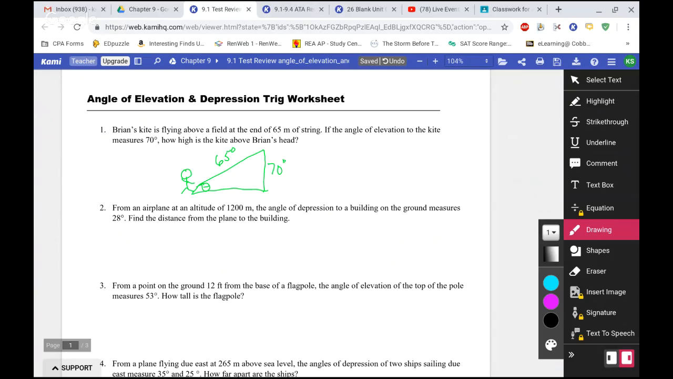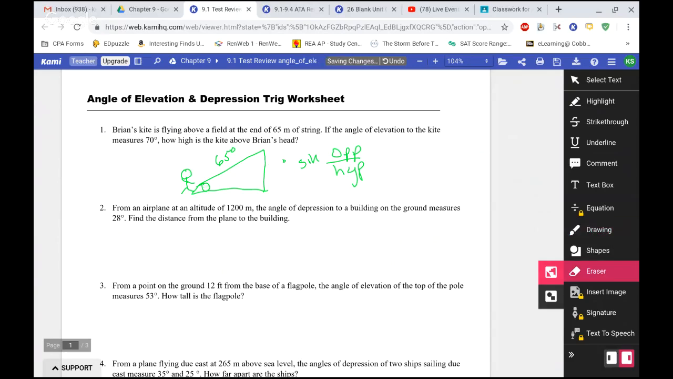I'm thinking that's going to be opposite over hypotenuse, so it's sine of 70. Do you think so too? Yes, I just put the string. Sometimes I get confused which leg to assign the thing to. You know what, I totally get where you're coming from on that. Why did I even write 70 over there? 70 degrees. Okay.